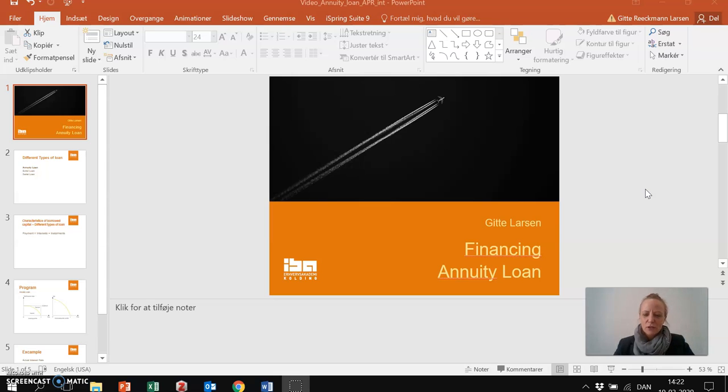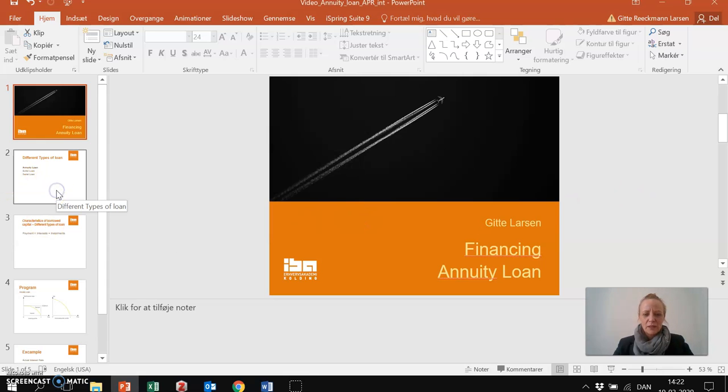And now we're going to take a closer look at these external finances because they are very interesting in calculating the actual cost of borrowing capital from banks or from financial institutes. So this is what we're going to take a closer look at today.